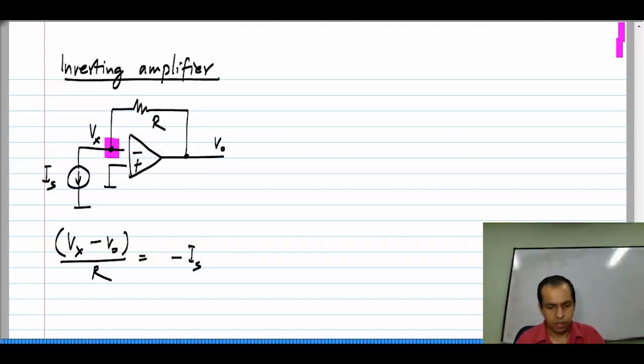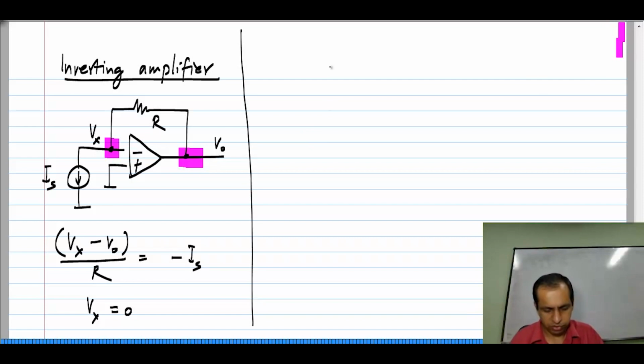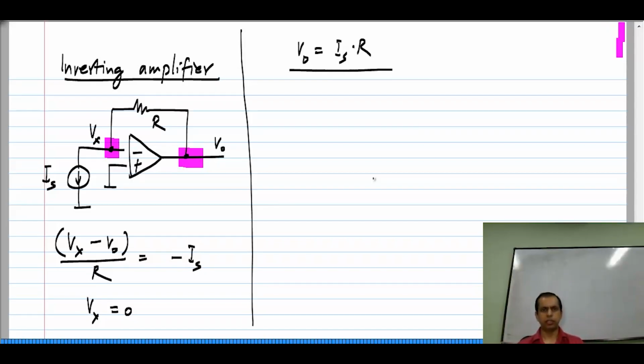And we have the other node, which is the output of the op amp. As I have mentioned, we cannot write Kirchhoff's current law equation here. Instead, we write the virtual short equation at the op amp input, and that turns out to be just Vx equals 0, because the non-inverting terminal of the op amp is connected to ground, that has 0 volts, and the other terminal has to have the same voltage as this one. And if you solve for these two, you will easily see that V naught is Is times R. So, this is a very nice circuit which is used quite frequently also.